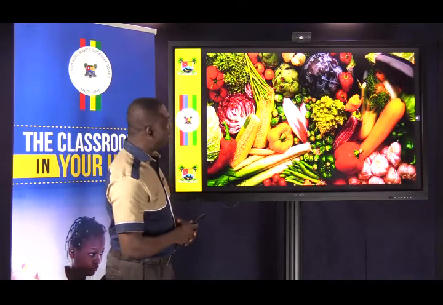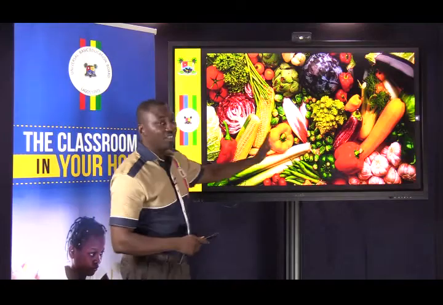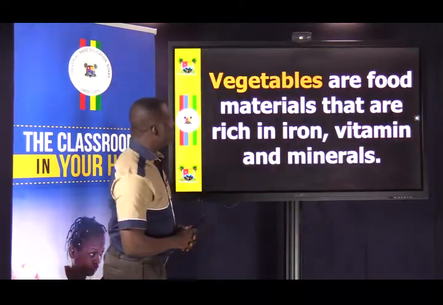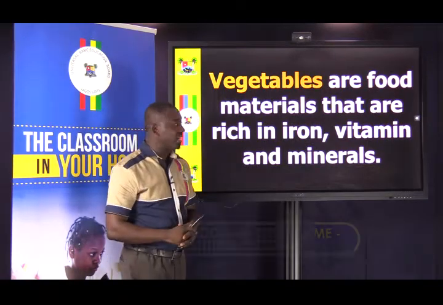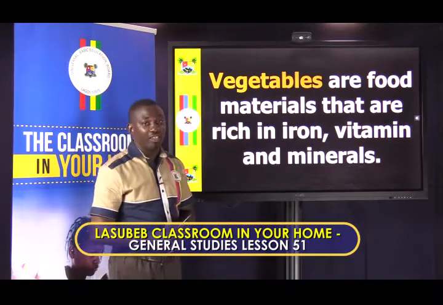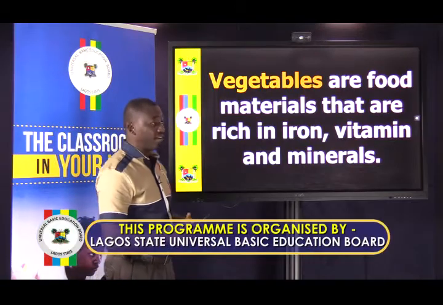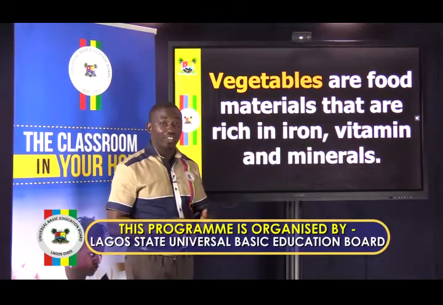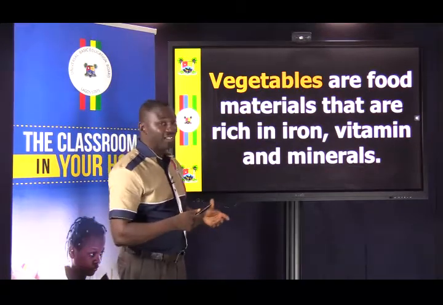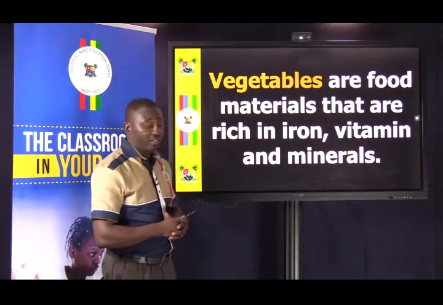If you look at the screen, you will see different types of vegetables. So what are vegetables? Vegetables are food materials that are rich in iron, vitamins, and minerals. And when we say iron, I'm not talking of the iron that you use to iron your clothes, no. Iron is a kind of nutrient that helps our blood. It helps us in producing blood, all right?